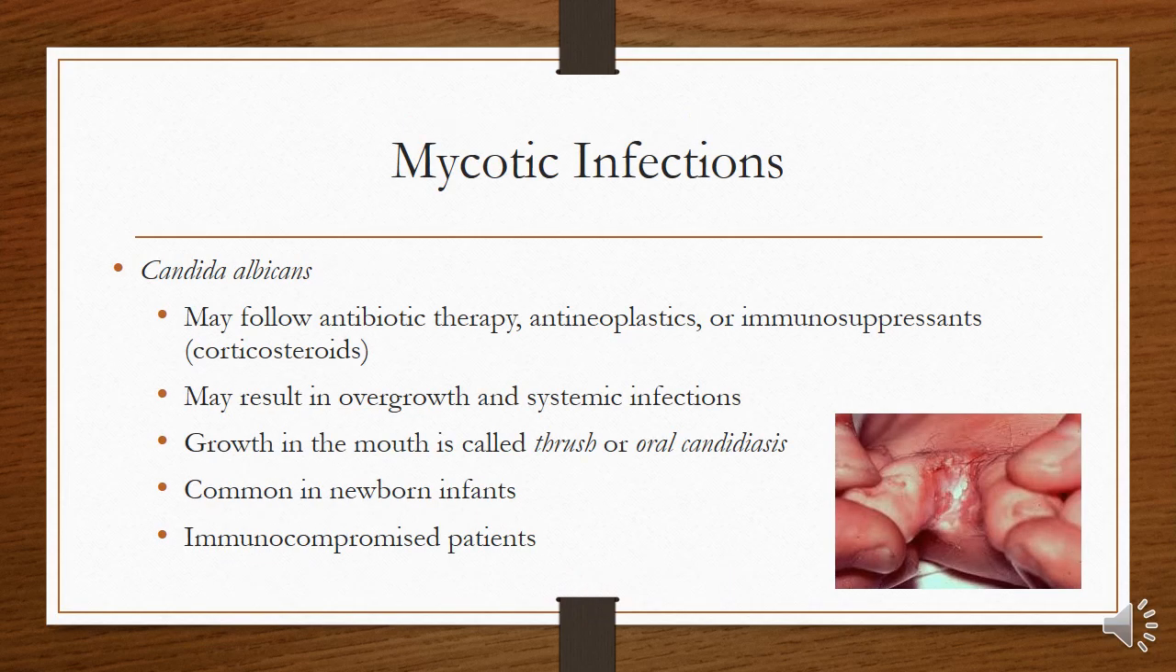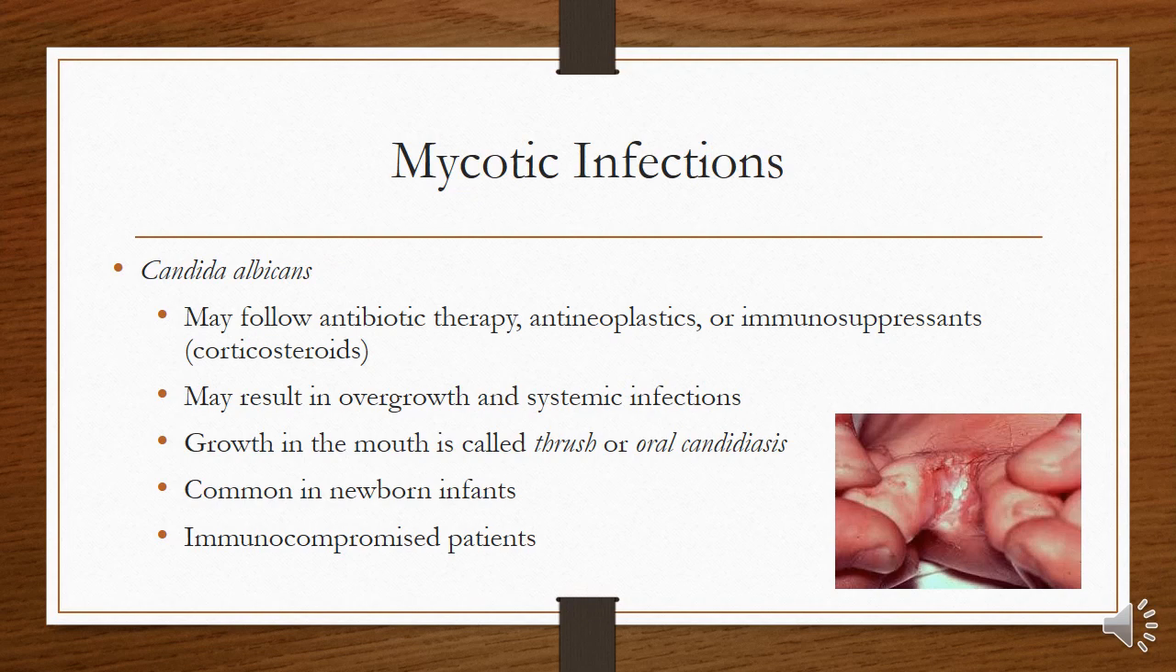Think about mycotic infections, again, fungal or molds. Our most typical is Candida albicans, or white yeast. It's usually followed by some sort of antibiotic therapy, anti-neoplastic or chemotherapy, and immunosuppressant therapy, including corticosteroids. So again, lots of our patients are on multiple drug classes that are represented here. So we're always keeping our eye out, again, for those warm, moist places where our Candida albicans can grow.